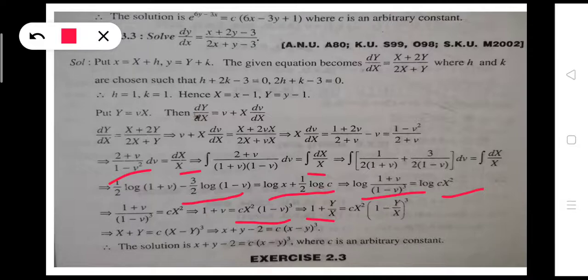So what are capital Y and small y, capital X? Here capital X is equal to small x minus 1, capital Y is equal to small y minus 1. Substituting these values in this equation, we got finally x plus y minus 2 is equal to c into (x minus y) whole cube. Therefore, the solution is x plus y minus 2 is equal to c into (x minus y) whole cube, where c is an arbitrary constant.